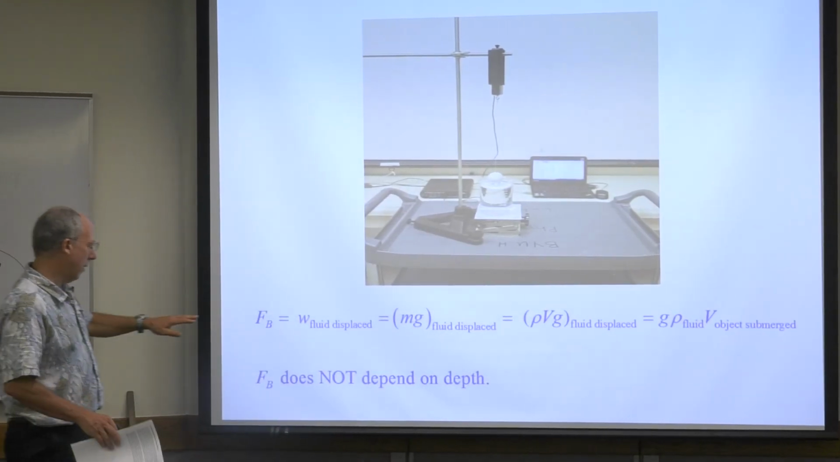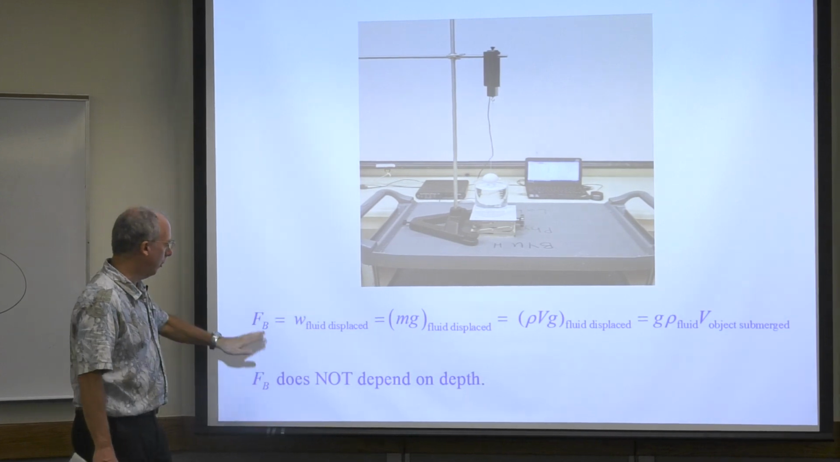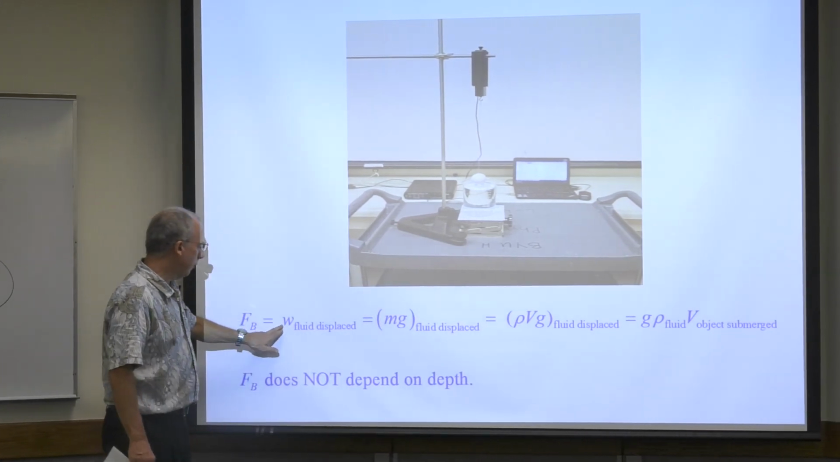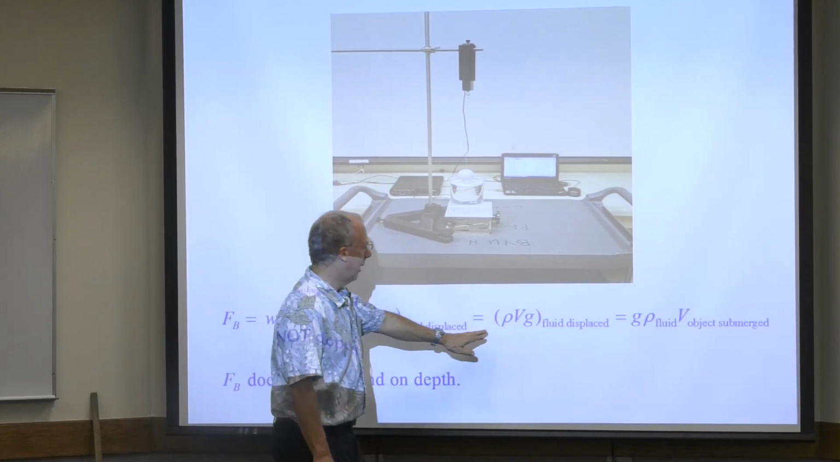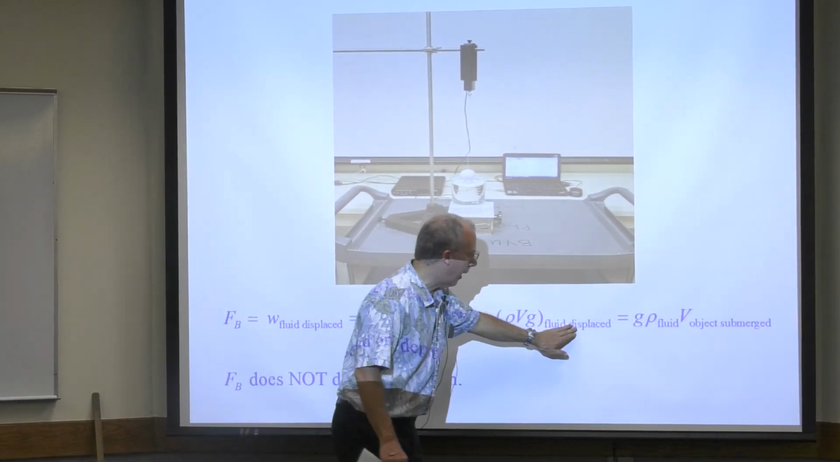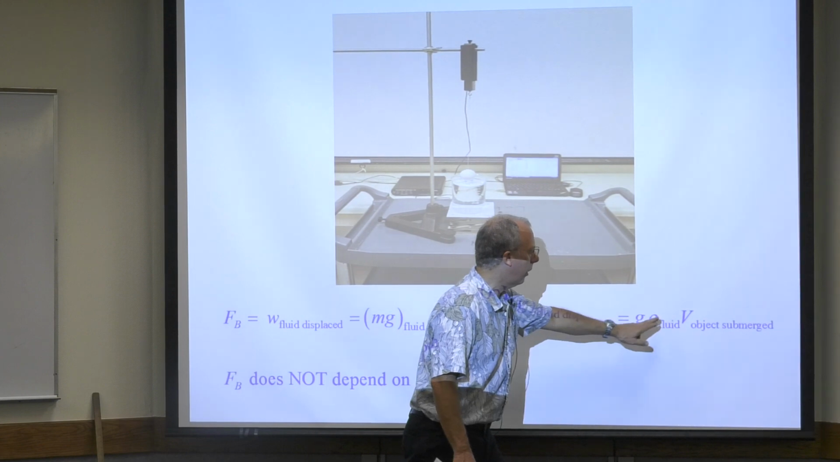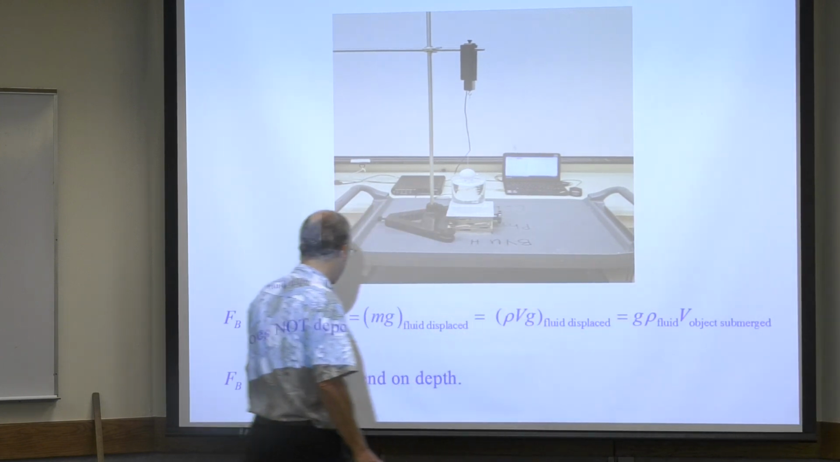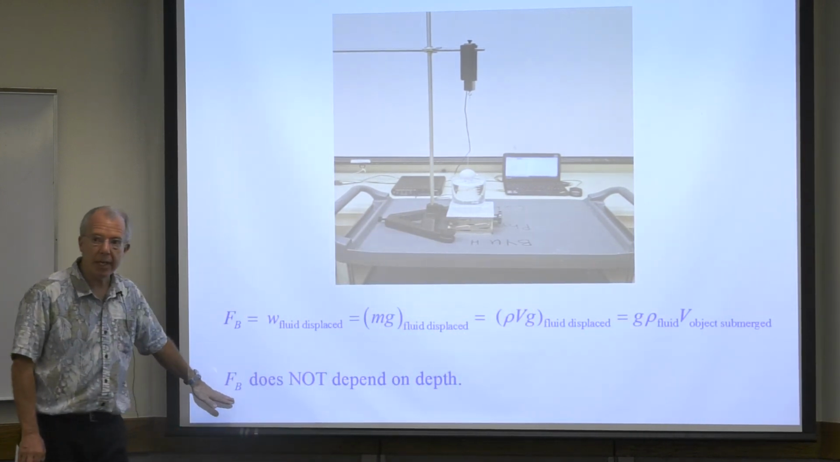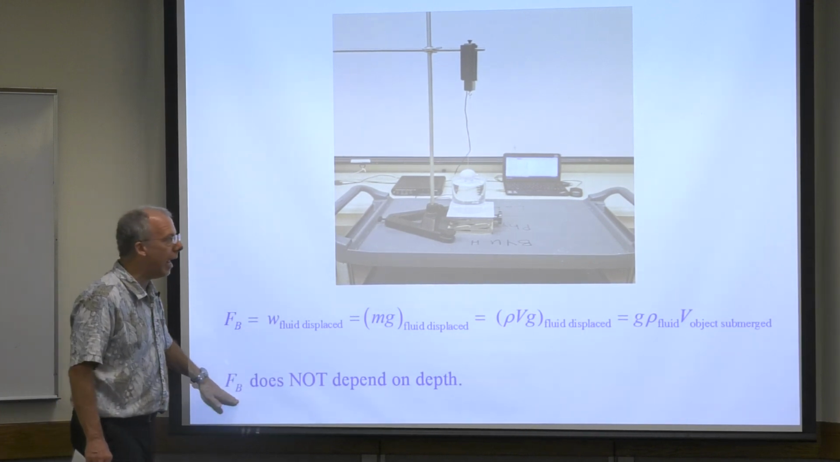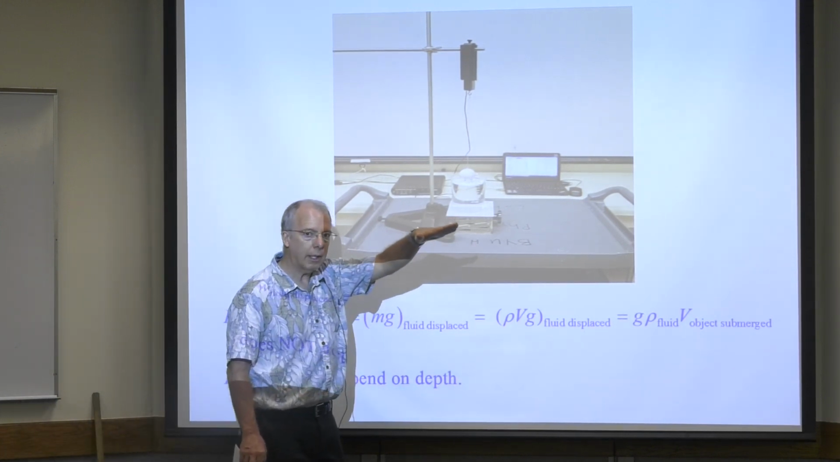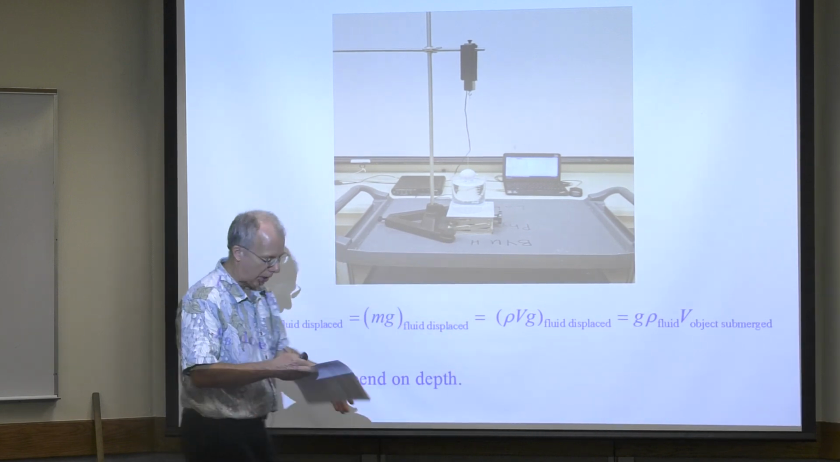So here we go. The buoyant force is the weight of the fluid displaced. Now you have rho fluid, volume of fluid displaced, g, which is rho fluid, volume of object submerged, g. And again, what did we see experimentally? We saw that the buoyant force does not depend on the depth. Remember, I lowered it, and the buoyant force didn't change at all.